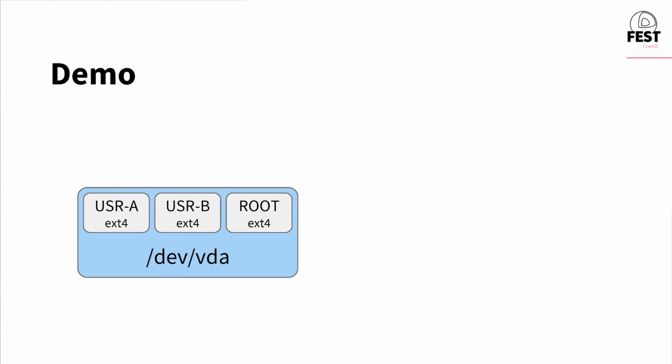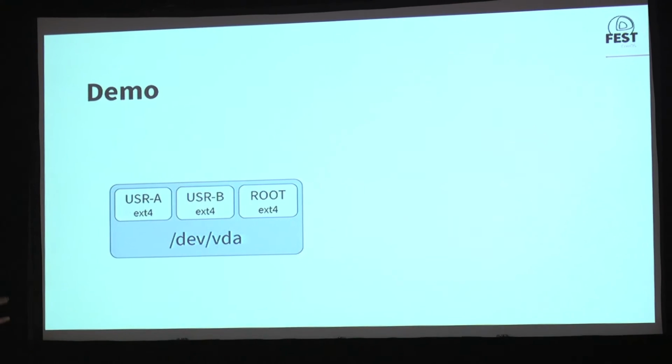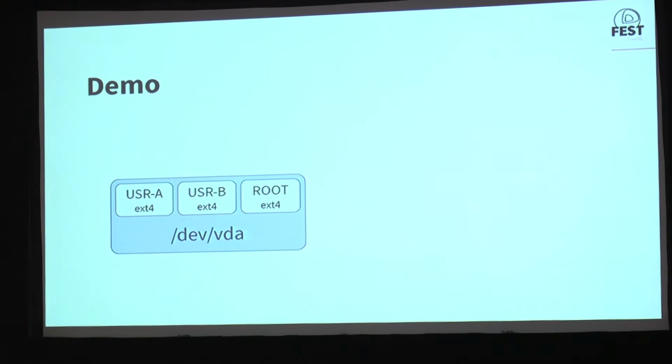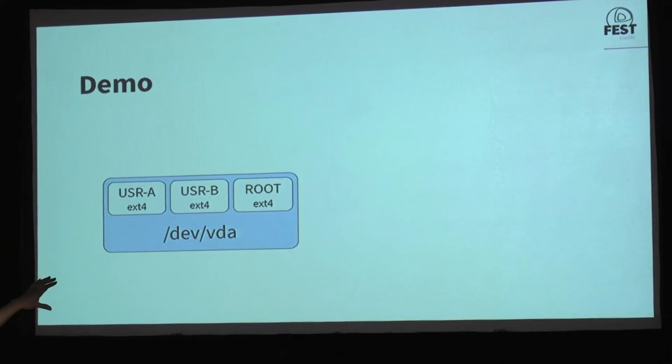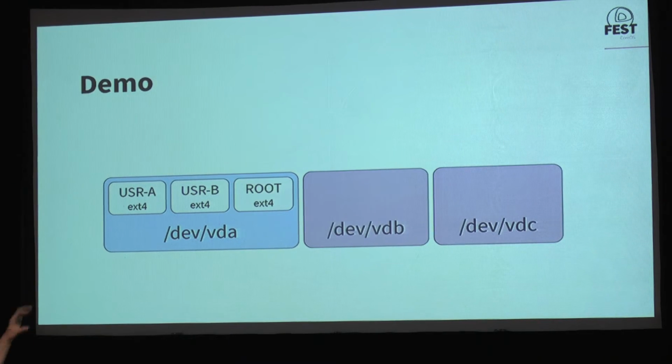All right, for this demo, what I'm going to do is take CoreOS, which is roughly represented by this blue box here. We have the user A and B partitions, which are our active, passive update partitions. And then we have our root partition, which by default is ext4. Additionally, I'm going to attach 2 extra drives to this VM. We're going to call them VDB and VDC. So the first thing we're going to do to this machine is take this root partition and reformat it to Btrfs.